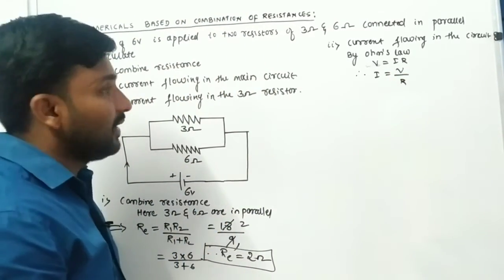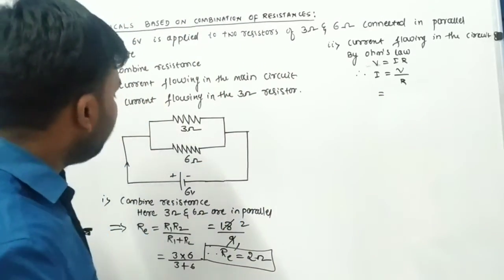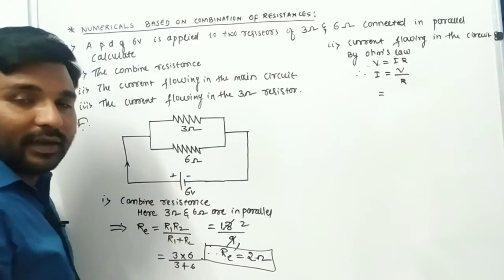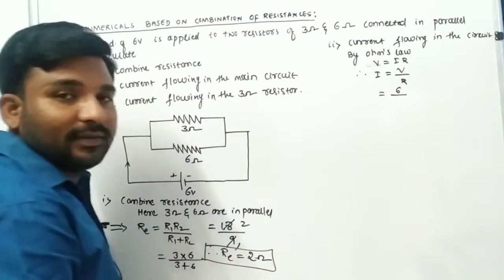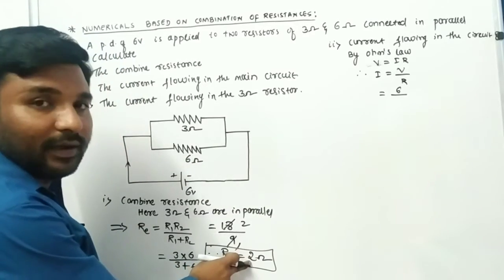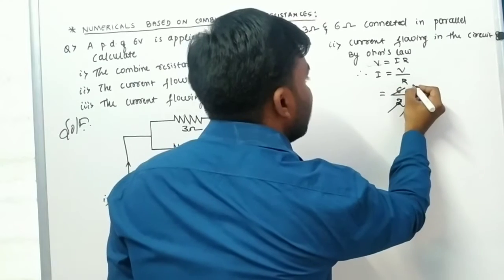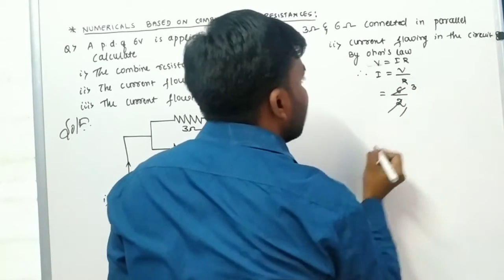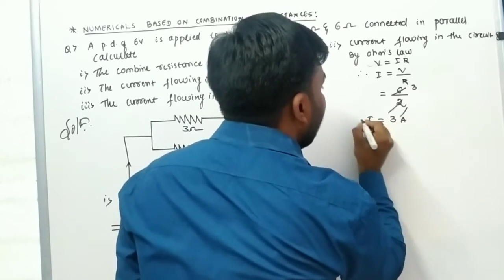Now this is equal to, what is the potential difference? It is 6 volt. What is the total resistance? The total resistance is here, it is 2 ohm. 2 ones are 2, 2 3s are 6. Therefore, current in the circuit is 3 ampere.